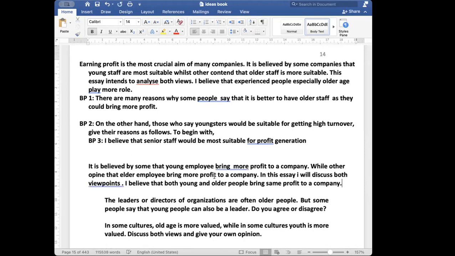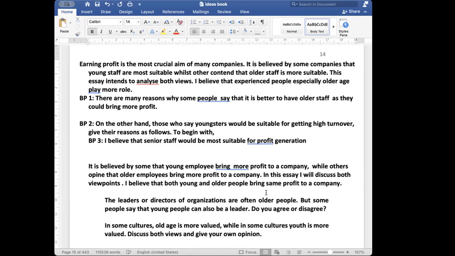It is believed by some that young employees bring more profit to a company, comma, while others opine that older, not elder, employees bring more profit to a company. In this essay, I'll discuss both viewpoints. I is always capital.